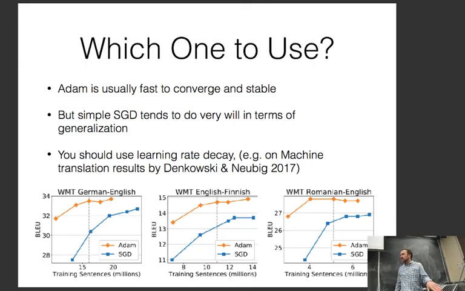So I guess the moral of the story is Adam is a pretty good initial choice. You could also try SGD and see which one works better.